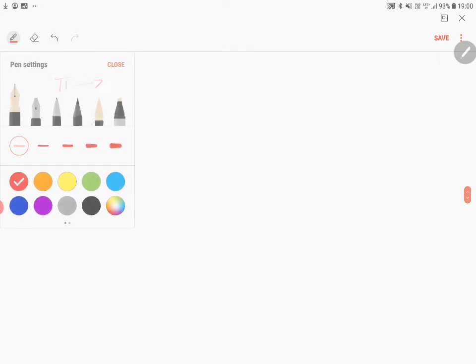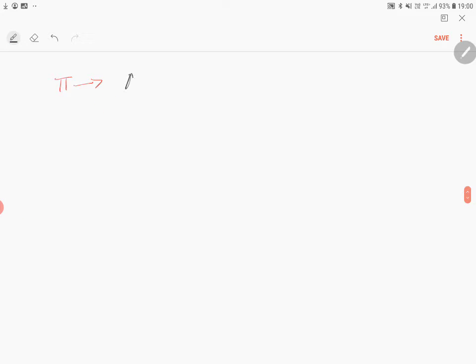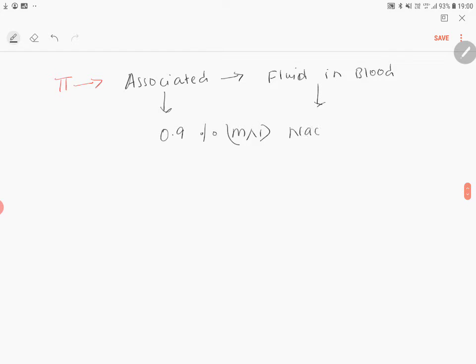Osmotic pressure that is associated with the fluid in the blood is equivalent to 0.9 percentage of mass by volume, 0.9 mass by volume percentage of sodium chloride solution. That is isotonic.